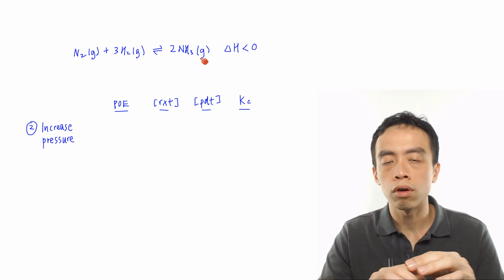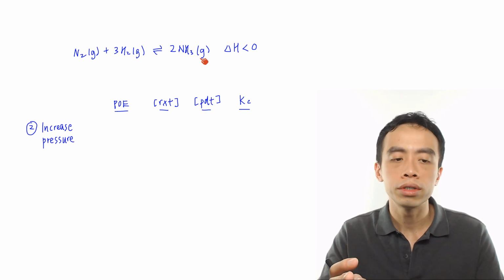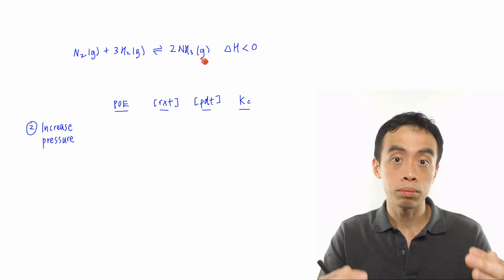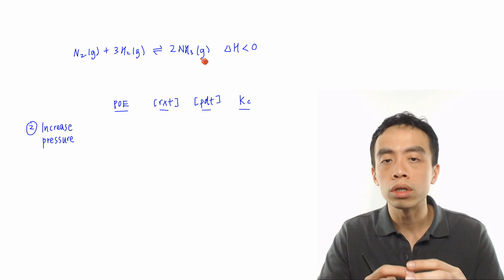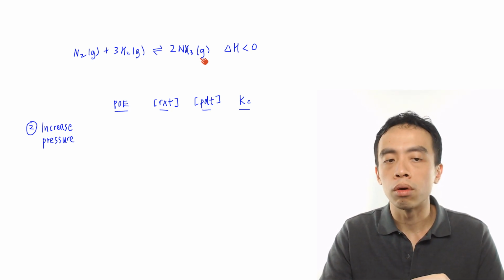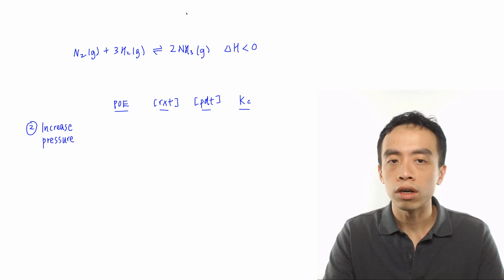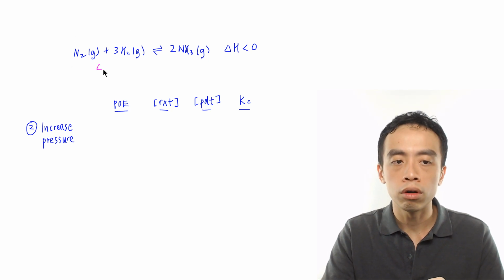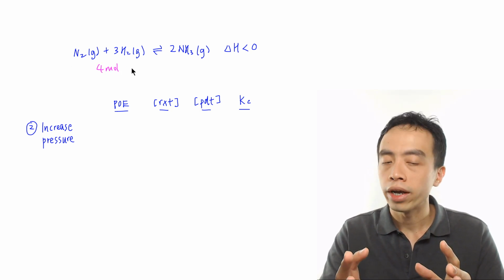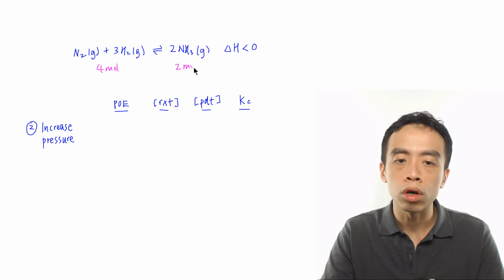So the partial pressure for all the gases in the system increases. The system doesn't like this increase in pressure. You want to lower the pressure. Now in order for it to lower the pressure, we have to compare the number of moles on both sides of the equation. If I compare moles on both sides of the equation, left hand side, you have 4 moles of gas. Right hand side, you have 2 moles of gas.